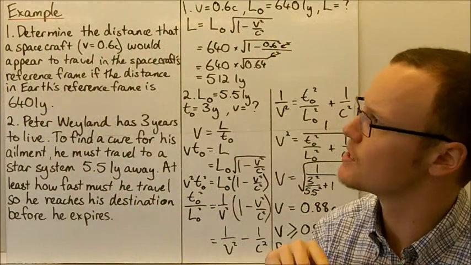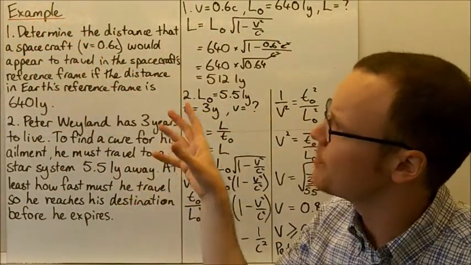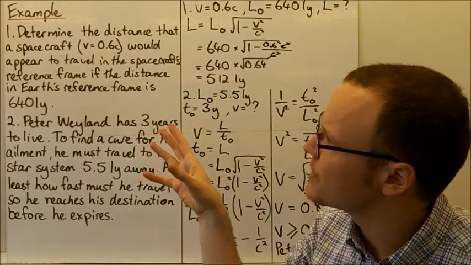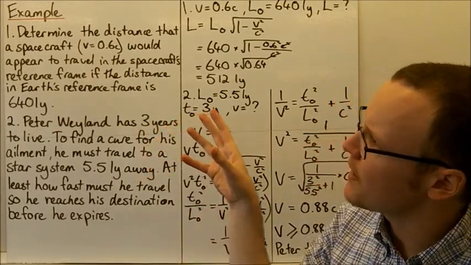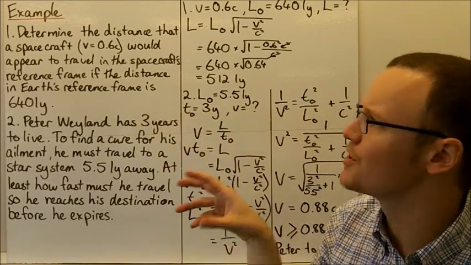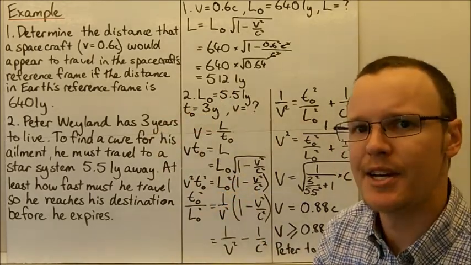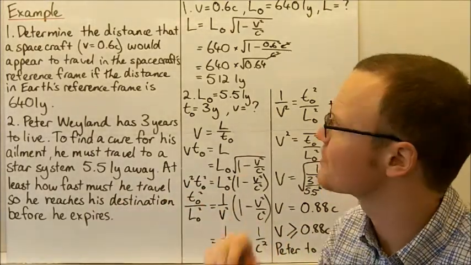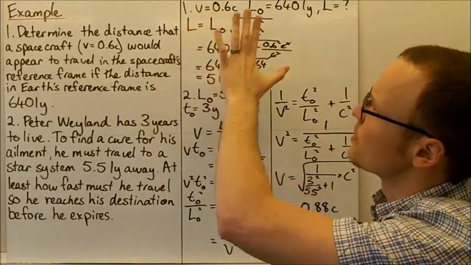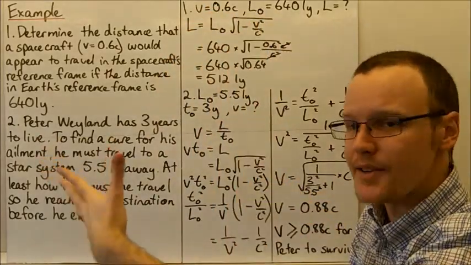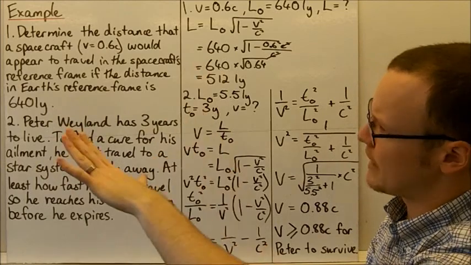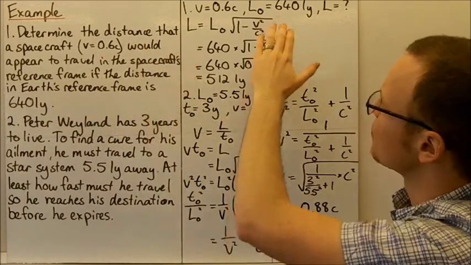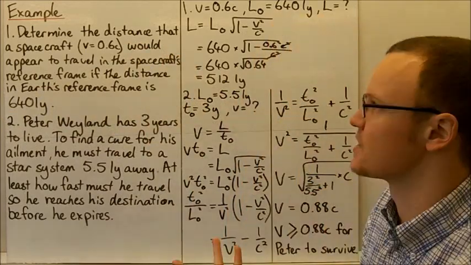Just looking at 2 examples now. First one, determine the distance that a spacecraft travelling at 0.6 c would appear to travel in the spacecraft's reference frame if the distance in Earth's reference frame is 640 light years. So we're looking for the relativistic length that will be perceived by the spacecraft travelling at this velocity. So the velocity is 0.6 c, the rest length, the distance that we're travelling, is 640 light years, and we're trying to look for the relativistic length.